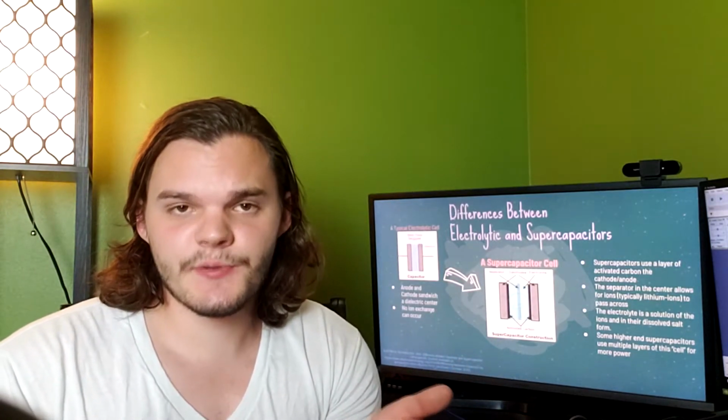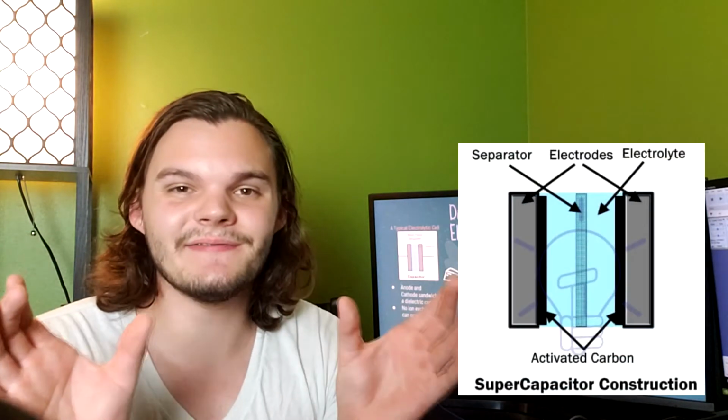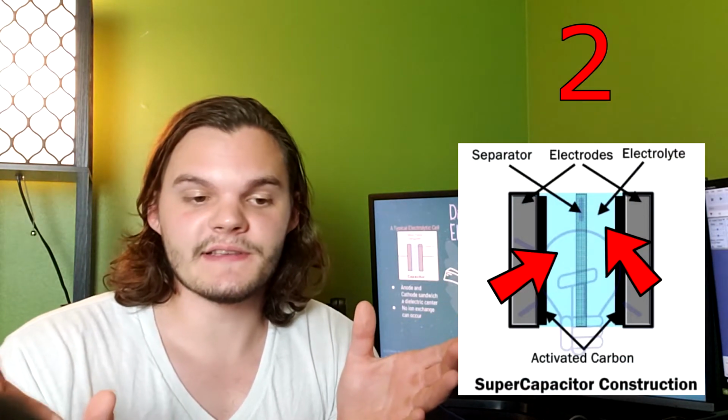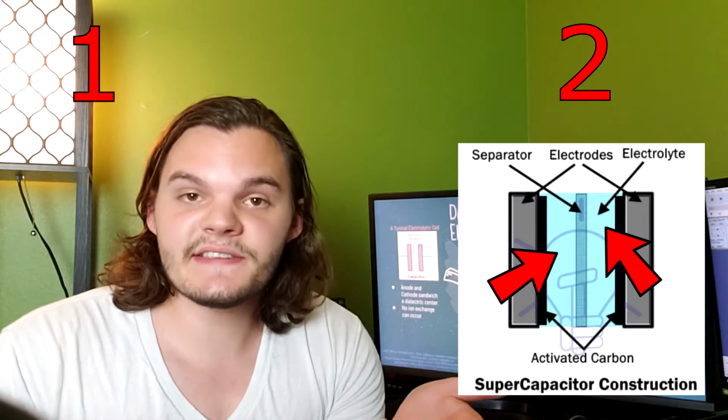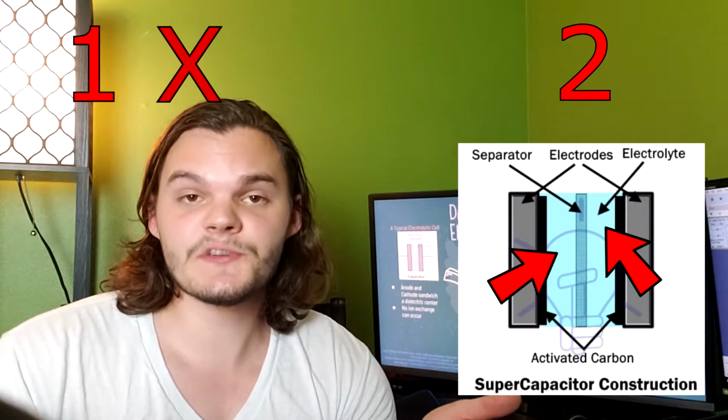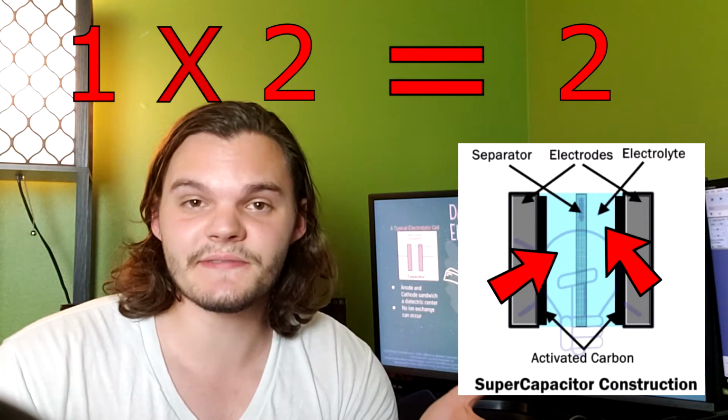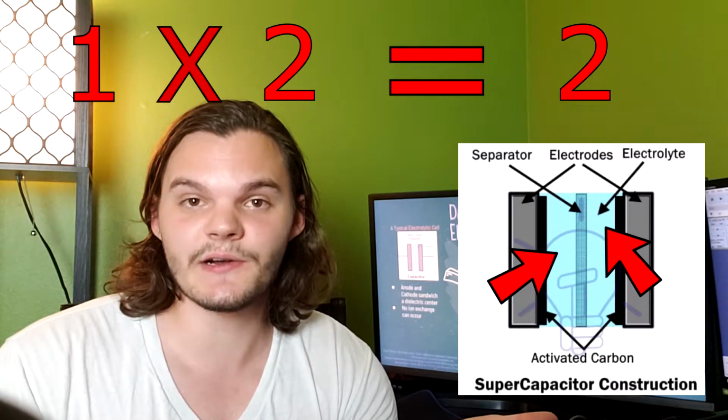Next, supercapacitors have 2 individual cells within them, whereas a typical electrolytic cell only has 1. So doing some basic math, you can imagine that a supercapacitor is about twice as efficient as a typical electrolytic cell would be.